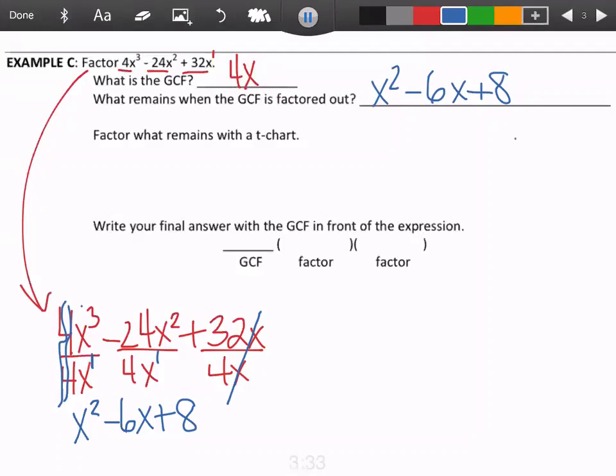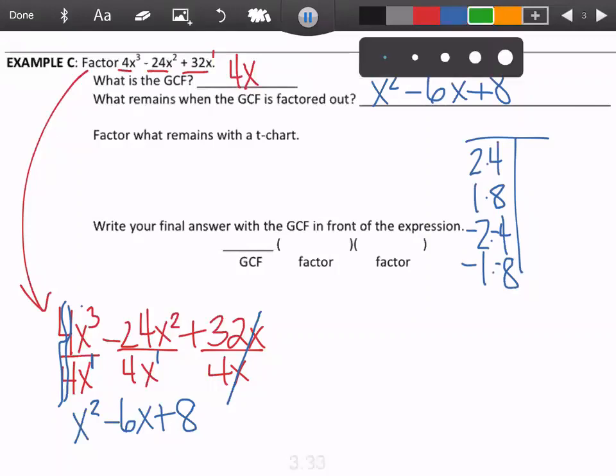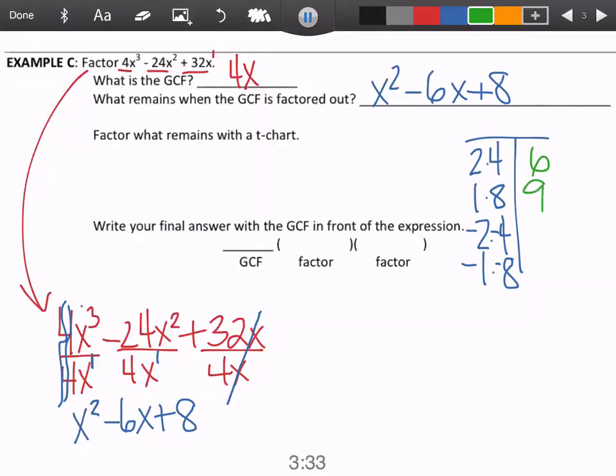Then we have to factor this further. So we have the factors of 8, which is 2 times 4, 1 times 8. Again, don't forget the negatives, negative 2 times negative 4, and negative 1 times negative 8. Then find the sum. So the sum, 2 plus 4 is 6, 1 plus 8 is 9. Negative 2 plus a negative 4, that's negative 6. And that's what we needed to find. So the factors that we have are negative 2, negative 4.